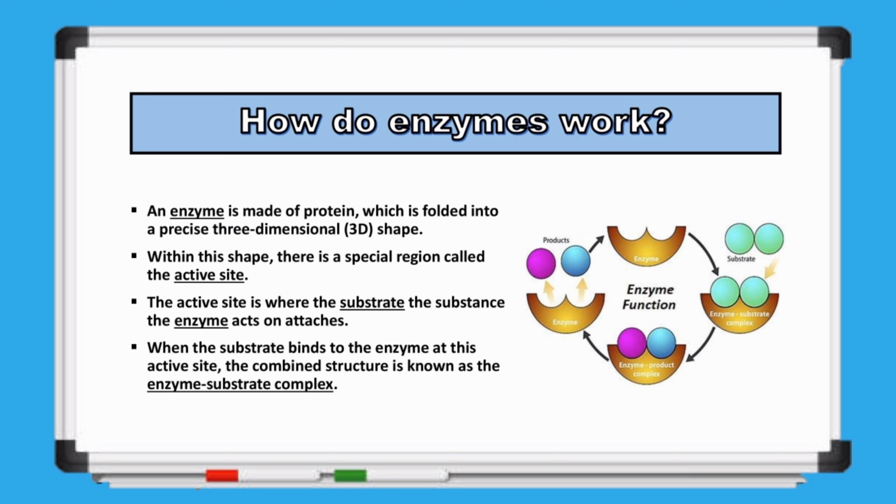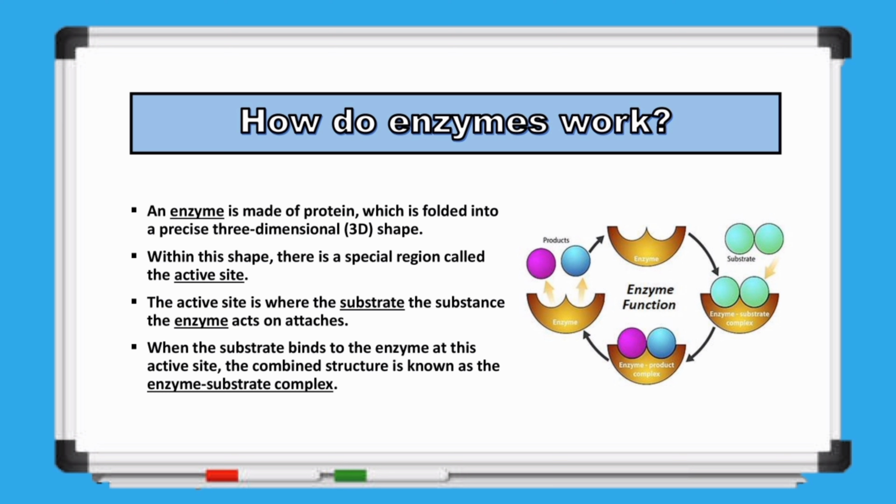Enzymes are made of protein, and their structure is really important. Each enzyme is folded into a very precise three-dimensional shape. This shape is what allows it to do its job properly. Now, within that shape is a special area called the active site. You can think of it as a tiny pocket or space where something specific fits in. That something is called the substrate. It's the substance the enzyme acts on.